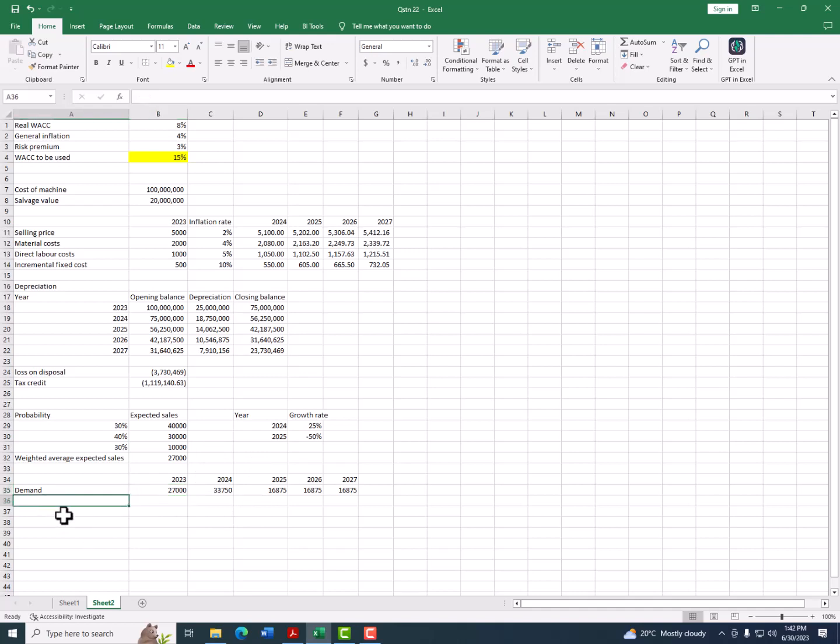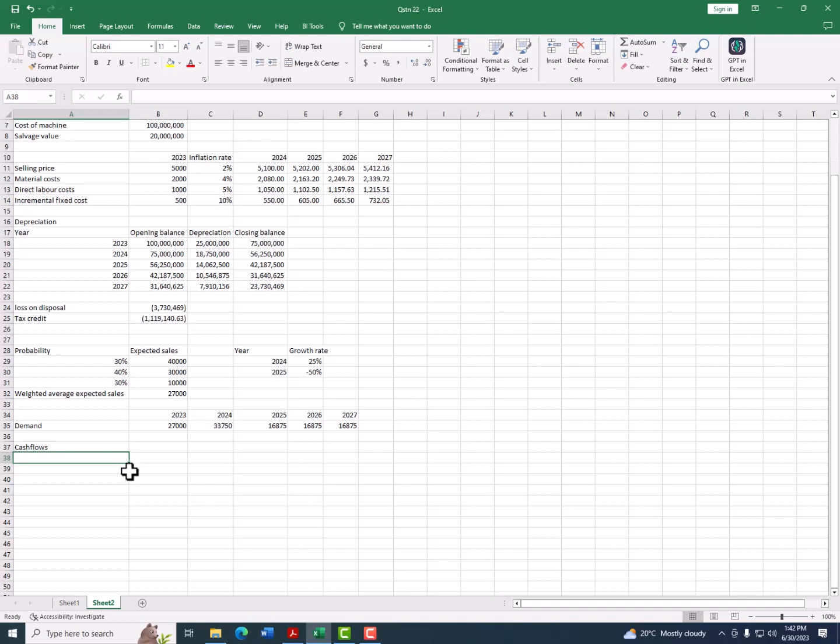So down here, we can write cash flows. And the first cash flows we calculate is the initial cash flows. I like doing things in chronological order. So we have initial cash flows. Let's call them initial cash outflows, because initially you are investing in the machine and you're also investing in working capital. So we represent this.